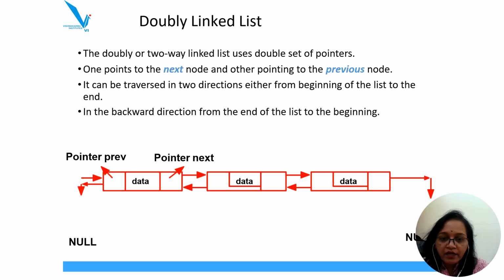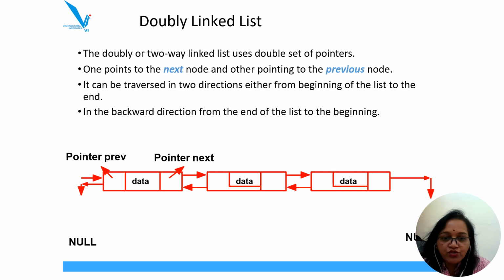But in a doubly linked list, we have two sets of pointers. We have a pointer to the next node, and we also have a pointer to the previous node. So with the help of these two pointers, we can traverse a double linked list in two directions, in a forward direction and also in a backward direction. It is possible because we have two pointers.